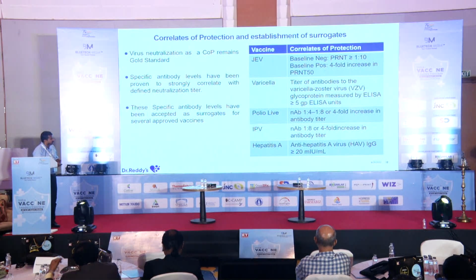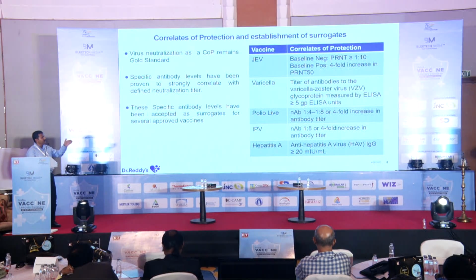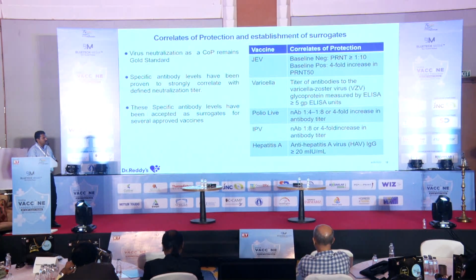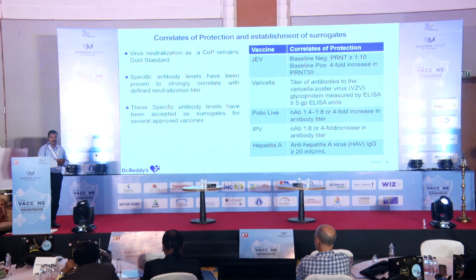Like in the case of varicella, in the earlier days, whoever manufactured the varicella vaccine would definitely have done the neutralization assay. But now, over time, it has been established that any antibody level against the specific glycoprotein, if it is equal to or higher than 5 ELISA units, can be accepted as protective.